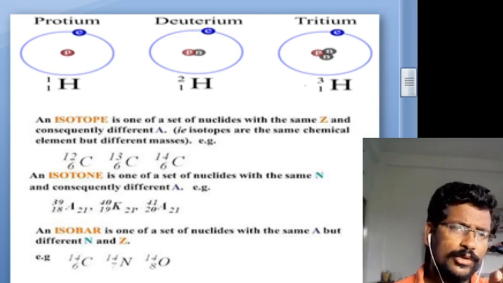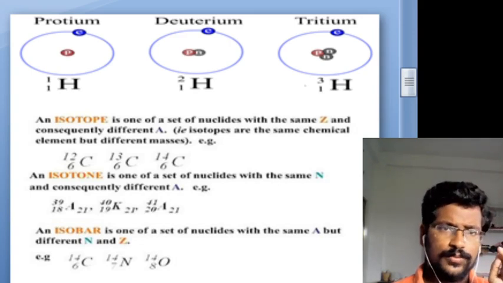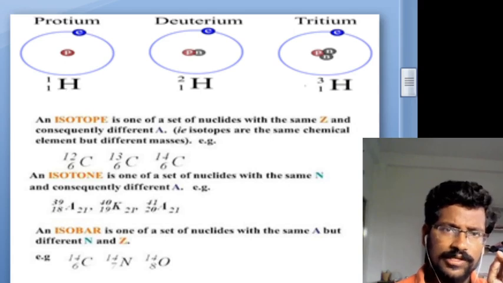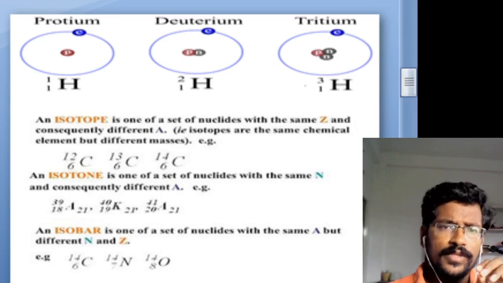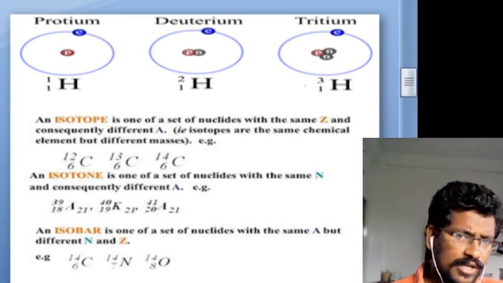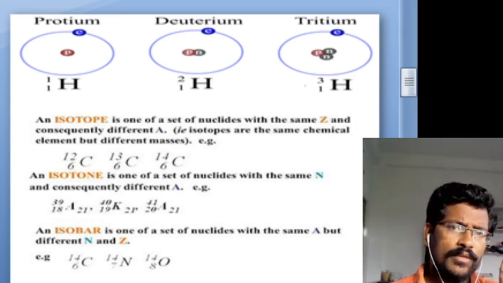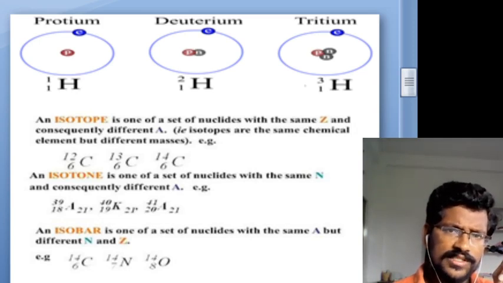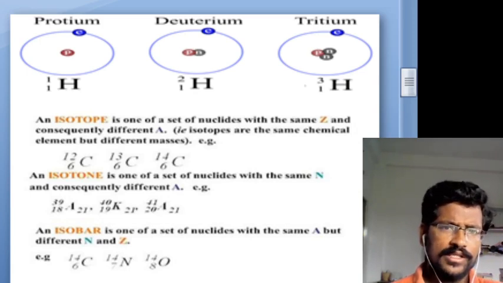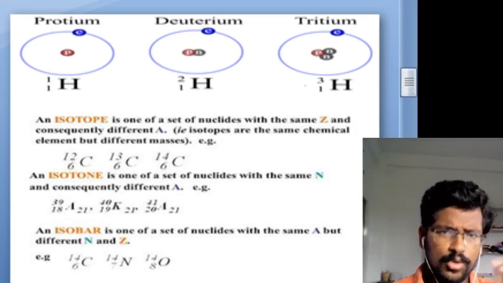Here the nucleus has one proton and one neutron, so the mass number is 2. Now we are looking at another isotope. Here the nucleus of the hydrogen atom has three particles, one proton and two neutrons. The mass number is 3, but the atomic number is the same in this isotope. Why am I calling this an isotope?